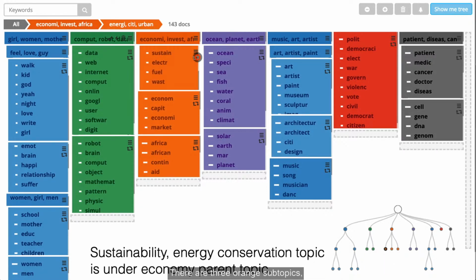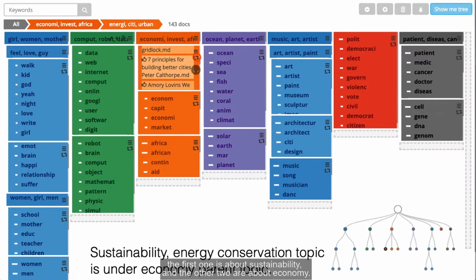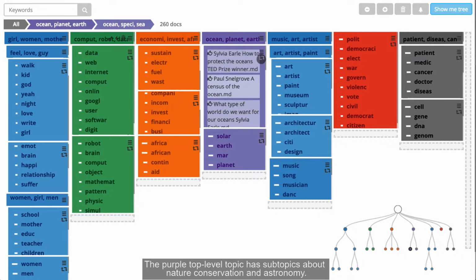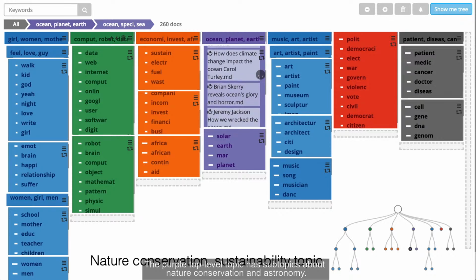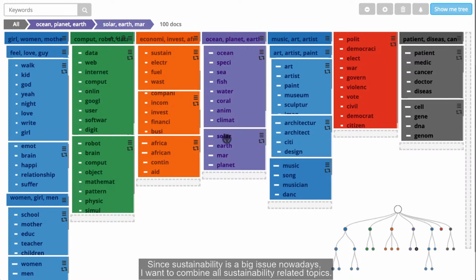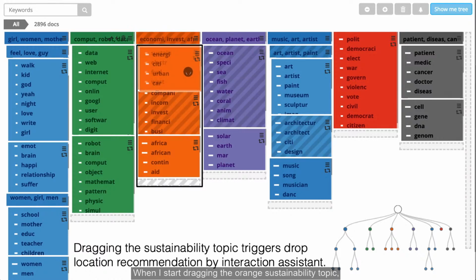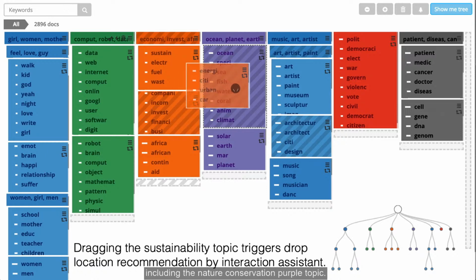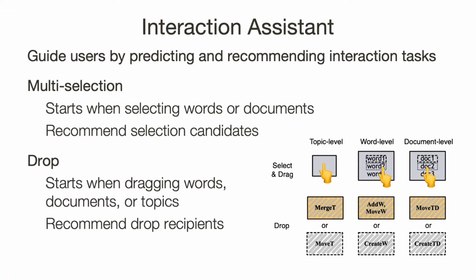There are 3 orange subtopics. The first one is about sustainability, and the other 2 are about economy. And the purple top-level topic has subtopics about nature conservation and astronomy. Since sustainability is a big issue nowadays, I want to combine all sustainability-related topics. When I start dragging the orange sustainability topic, you can see that several rectangles are highlighted, including the nature conservation purple topic. This is what we call interaction assistant.